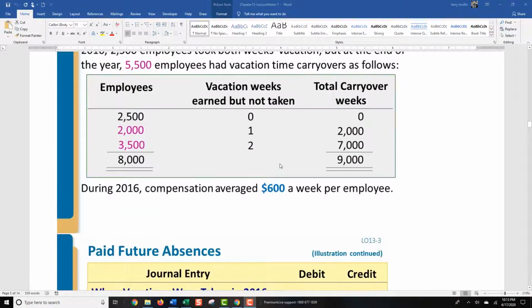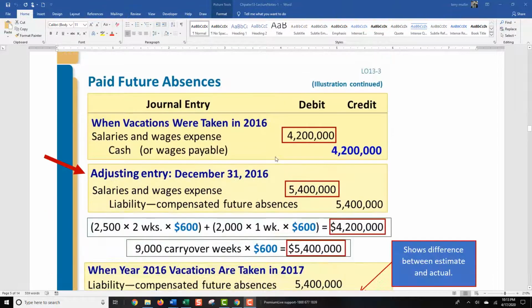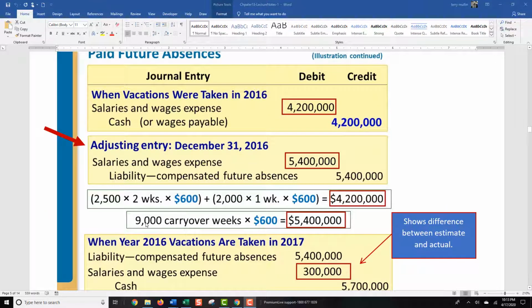So again, this is the calculation here. 2,000 weeks and 7,000 weeks, so a total of 9,000 weeks at $600 average pay per employee. So 9,000 carryover weeks at $600 per week. They have a liability of $5,400,000 that sometime in the future those employees are going to take.